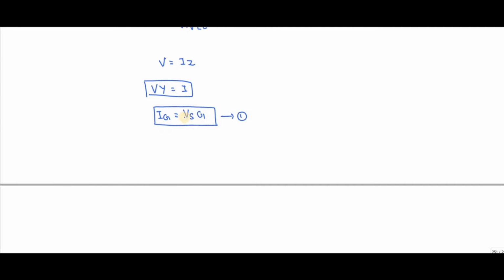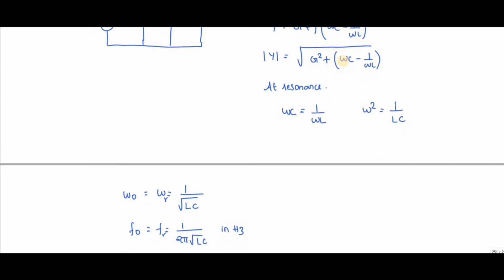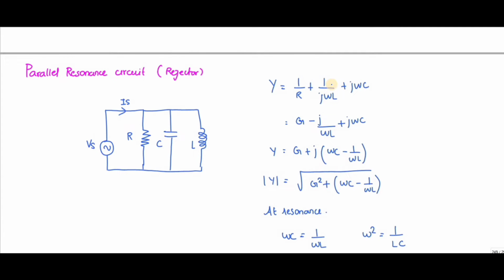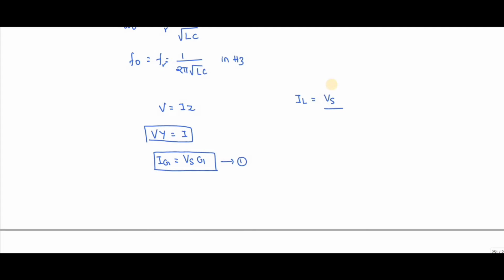And second, this is at resonance. If I want to find the current flowing through the inductor, IL, I can write Vs into Y, where Y is nothing but 1 divided by j omega L. If I take the modulus of this value, I will get Vs divided by omega L, that is omega naught L.